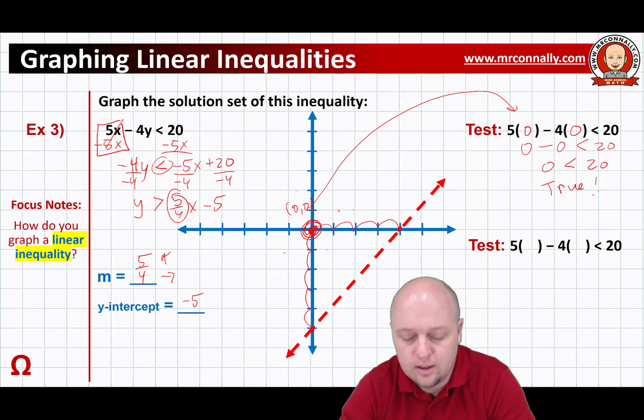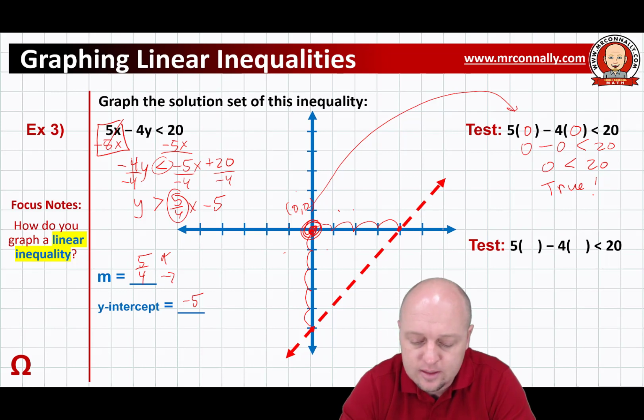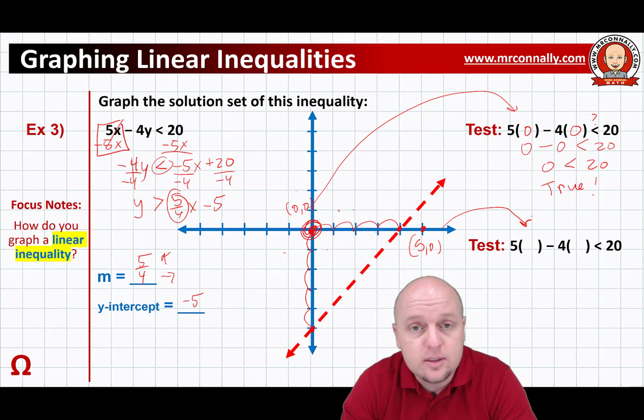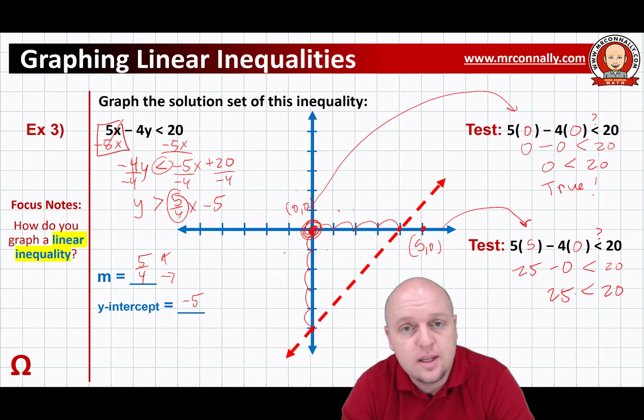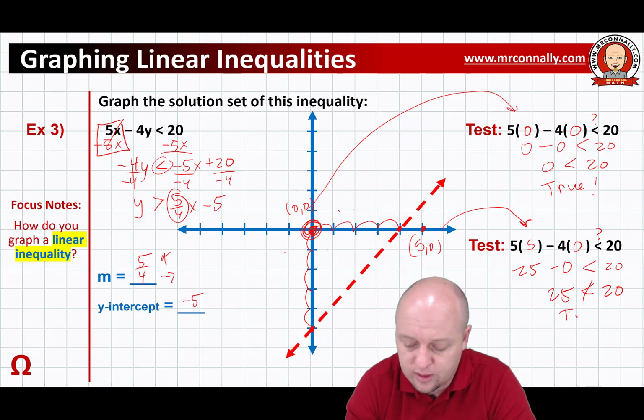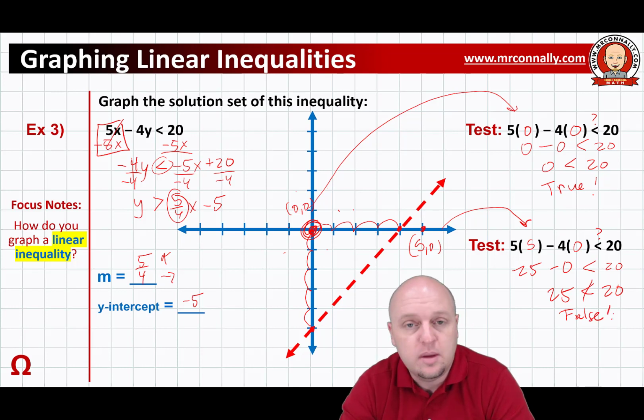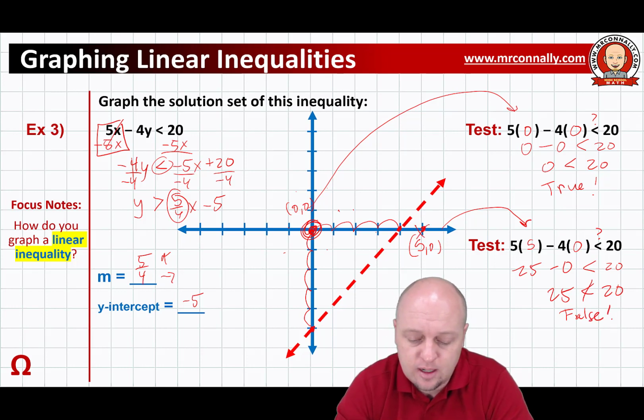Okay, so far this is working. Now I want to choose a number that's below the line. I always like to use the x-axis. So right here, let's see, this number right here is 5, 0. And I'm going to go ahead and substitute that into the original inequality and then see if it's true or not. So this will be 5 and this will be 0. 25 minus 0, is this less than 20? No, it is not. This is not true. This is false. Okay, because that is false, that means that is not a possible answer.